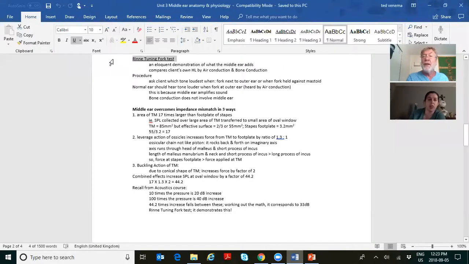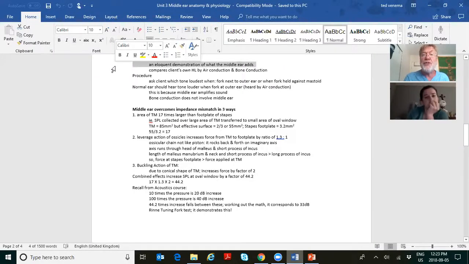When I hold the tines by your outer ear, you're involving not only your outer ear, but also that increase of pressure offered by your middle ear, because sound is hitting the big drum and that force is being converged onto a little area. So when I hold it this way, whoa, I've got the middle ear involved, way louder. And that's called the Rinne tuning fork test, R-I-N-N-E, named after a doctor called Rinne. And it is an eloquent demonstration of what the middle ear adds to sound.